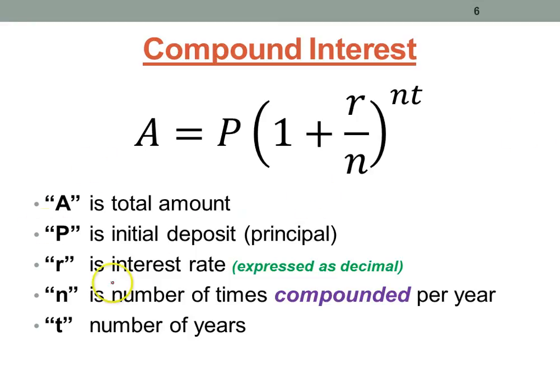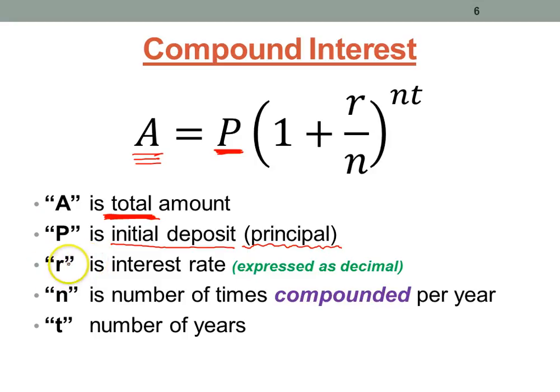Okay, I've given you all the definitions down here. A is the total. So when we're thinking about money, the total is what you get in the very end. P is the initial deposit. Another word for initial deposit when you're talking to banks will be your principal. Your principal is what you put in. So P is what you're putting into the bank, or what you're putting into the money market, or whatever you have.